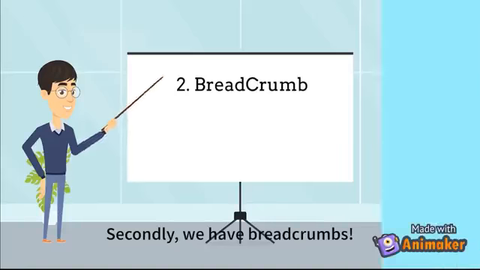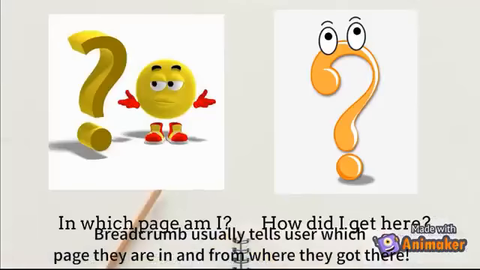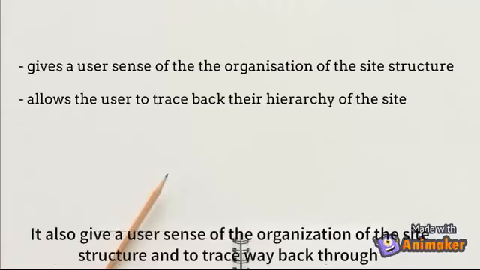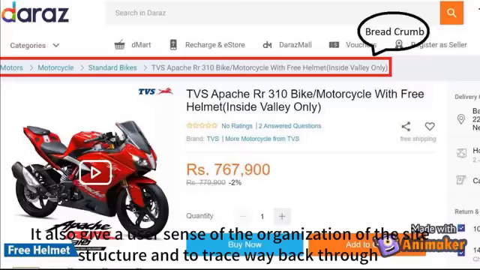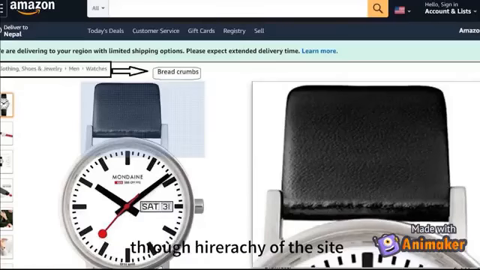Secondly, we have breadcrumb. Breadcrumb usually tells the user which page they are in and from where they got there. It also gives a user a sense of organization of the site structure. It also allows the user to trace their way back through the hierarchy of the site.